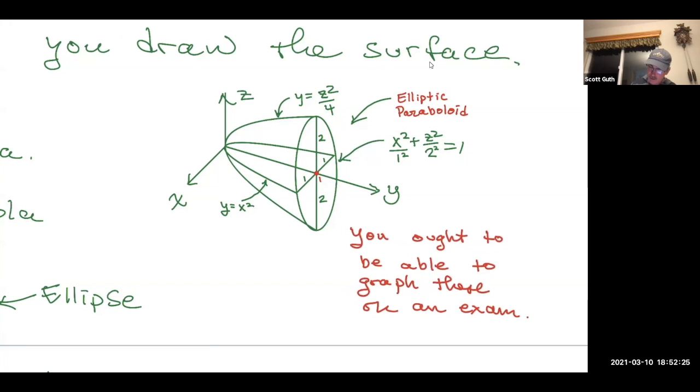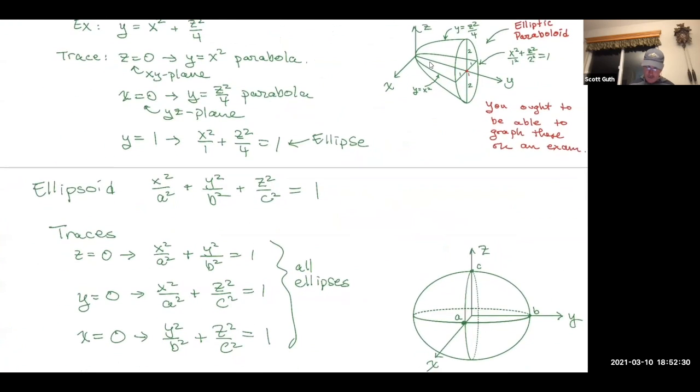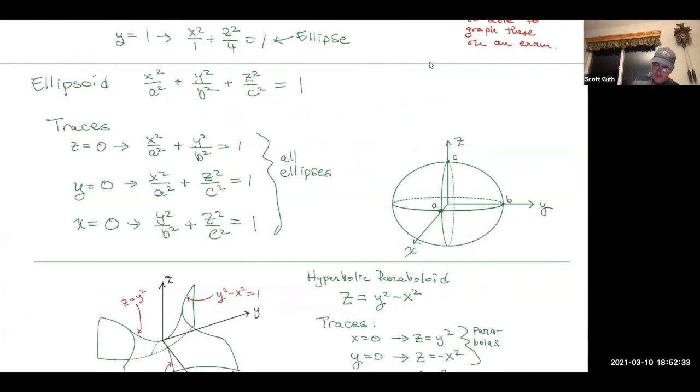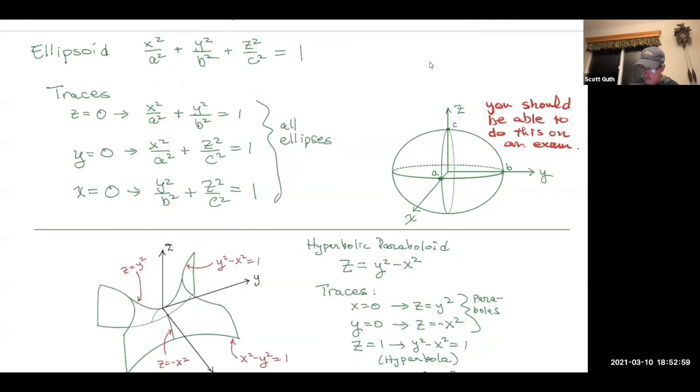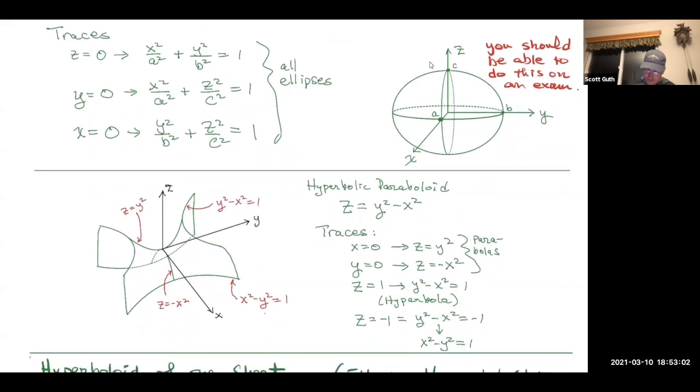Any questions? The ellipsoid, for sure, you ought to be able to do on an exam, because those are easy to draw. And of course, a sphere is a special case of an ellipsoid. I wouldn't hesitate to put a sphere on there. Any questions yet?